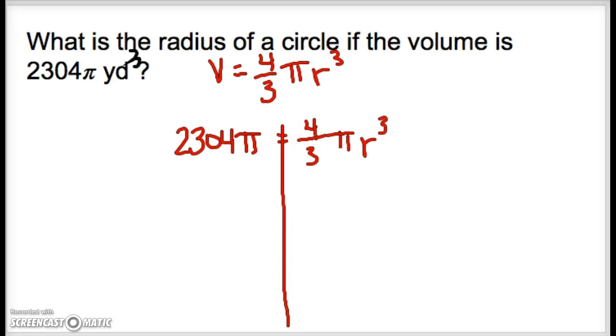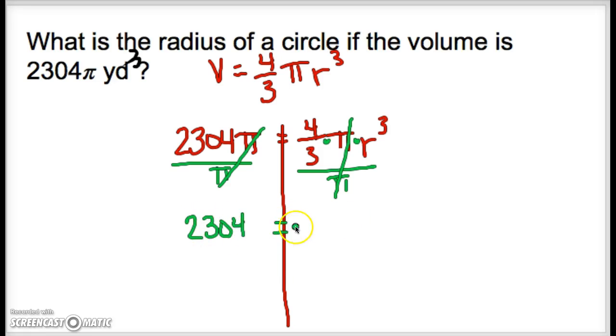And then we're going to solve this. So the first thing I'm going to do is get rid of this pi. And if you notice over on the right, this is just a string of multiplication, 4/3 times pi times the radius cubed. So to get rid of anything, I'm just going to divide. Divide by pi, those cancel. So we have 2,304 equals 4/3 times the radius cubed.